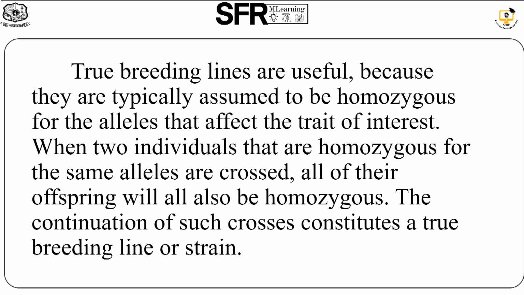It is very useful because they are typically assumed to be homozygous for the alleles that affect the trait of interest. When two individuals that are homozygous, with the same allele, on the same homologous chromosomes are crossed, the offspring get the same chromosomes. That condition is known as homozygous. The continuation of such crosses constitutes what is known as a true breeding line or strain.